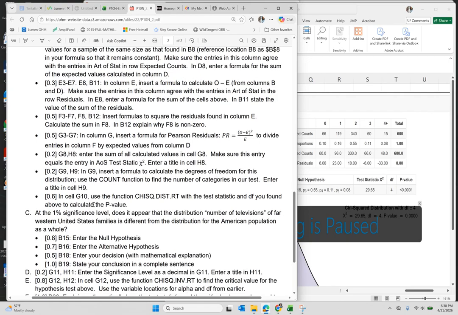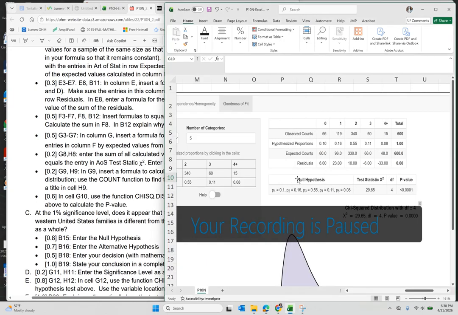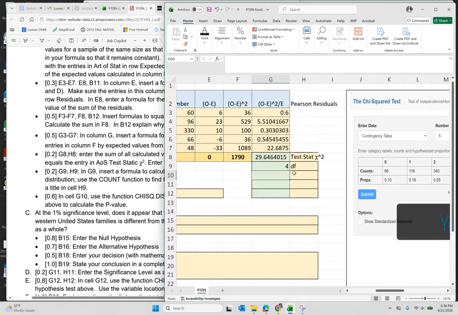In cell G10, use the function chi-squared distribution dot right tail with the test statistic and the degrees of freedom you found above to calculate the p-value. So I'm going to do that. So this will be p-value.